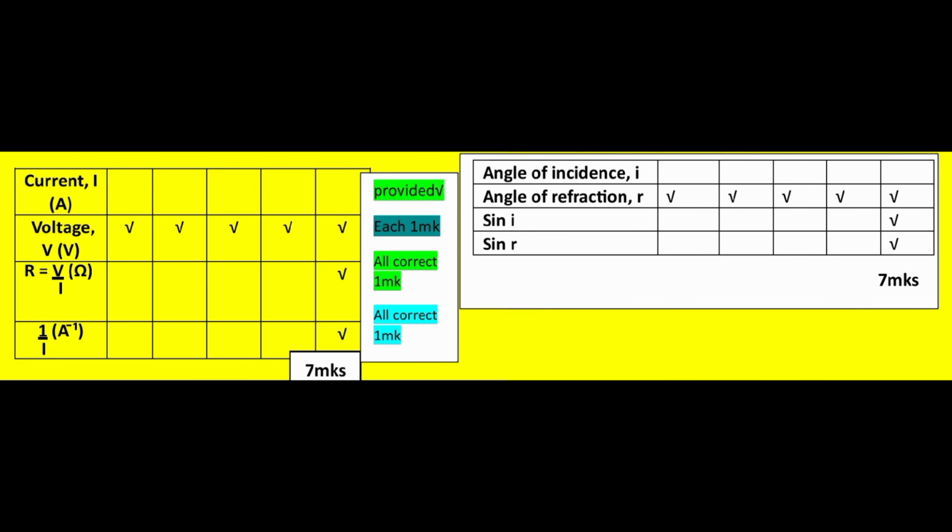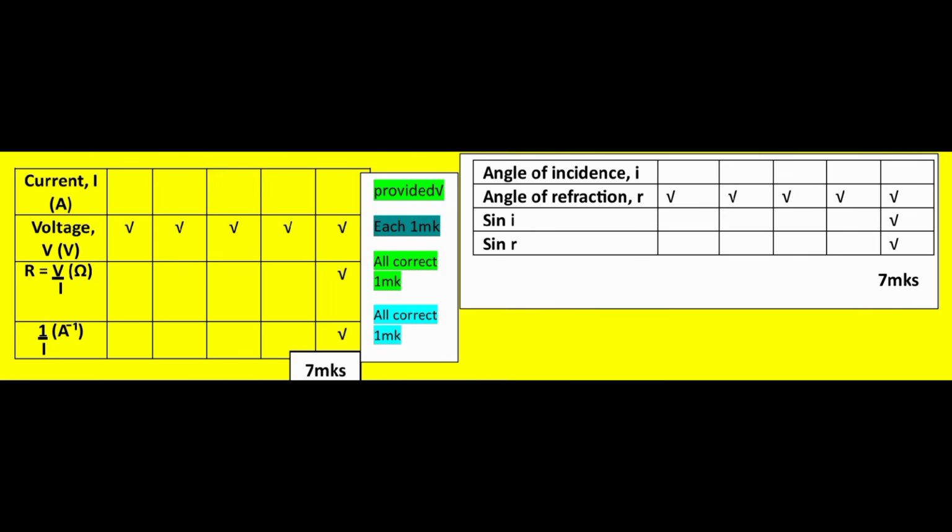Remember, you are given the values of the first row, so you are only determining the second row. That is now the real practical. Once you get all the values there, you get sin I from the calculator, sin R from the calculator. That means if you have 7 marks, the first row will occupy 5 marks. The third and fourth rows will occupy 1 mark each for correct values, because that's only the work of the calculator.